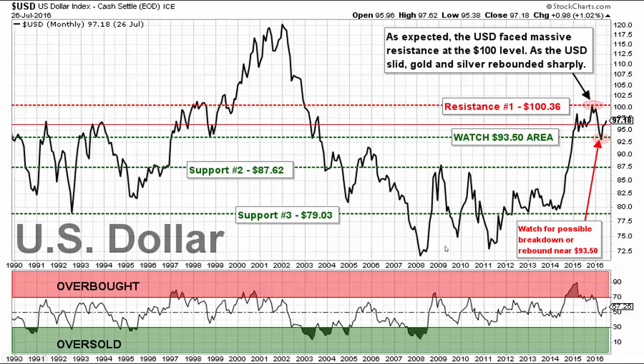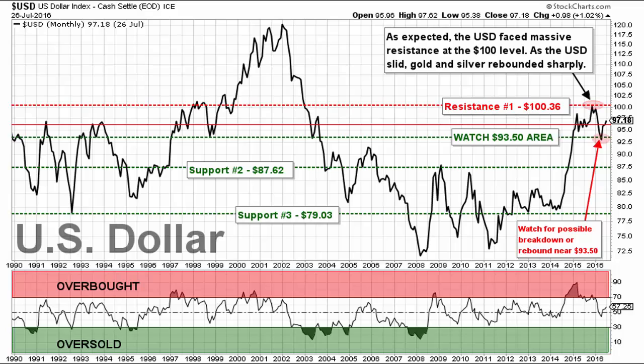Let me show you another chart, and now we'll focus on the dollar, because remember, gold and silver trade against the U.S. dollar. The U.S. dollar is the counterbalance, so to speak, to gold and silver, and therefore, when the dollar goes up, you typically see pressure to the downside on gold and silver. When the dollar goes down, you tend to see upside pressure upon gold and silver.